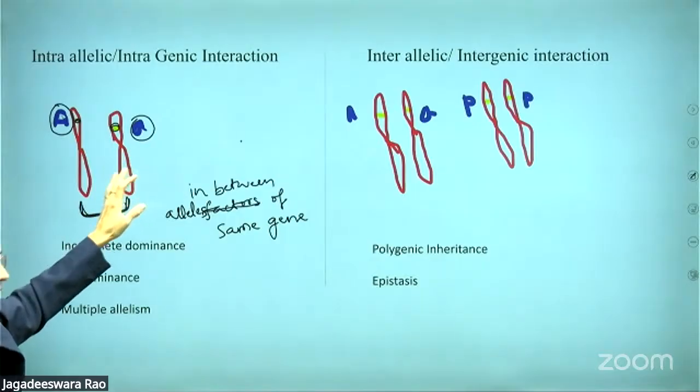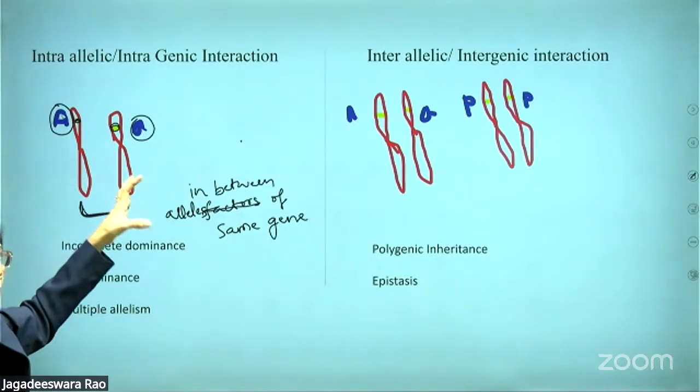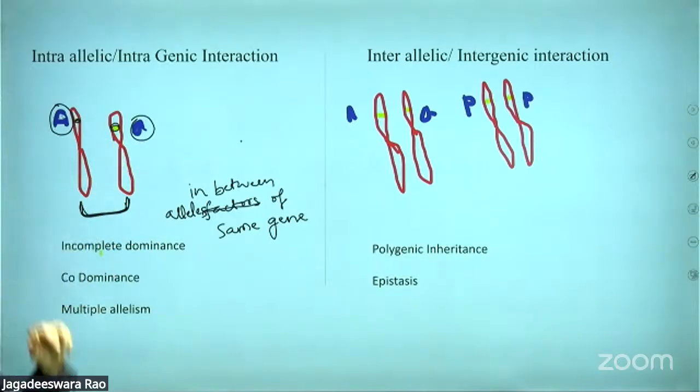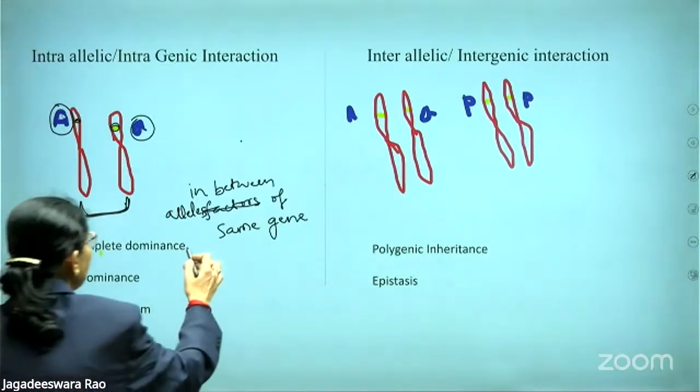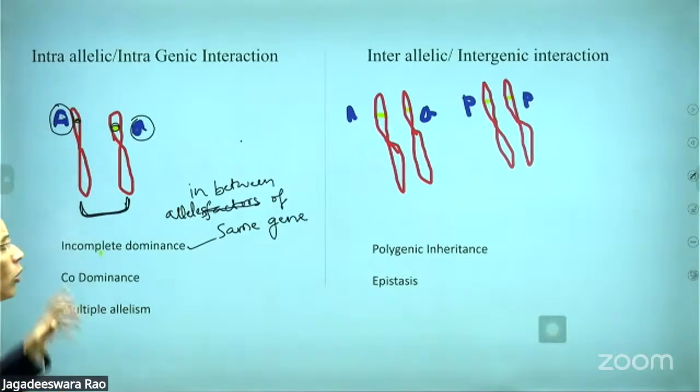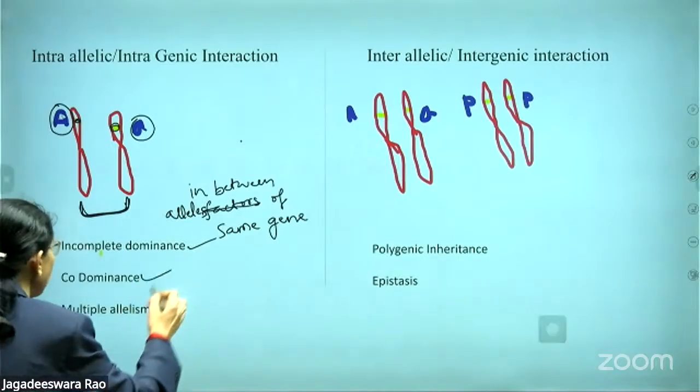You know already, right? If it is not able to completely dominate the terminal position, then there will be blending of character. That is observed in incomplete dominance. Then, if both are dominant, and neither allele is able to completely dominate the other, both are expressed in equal amount. Then we can see codominance.